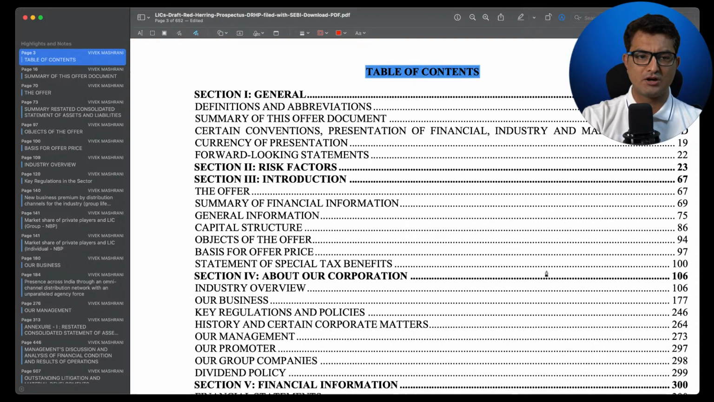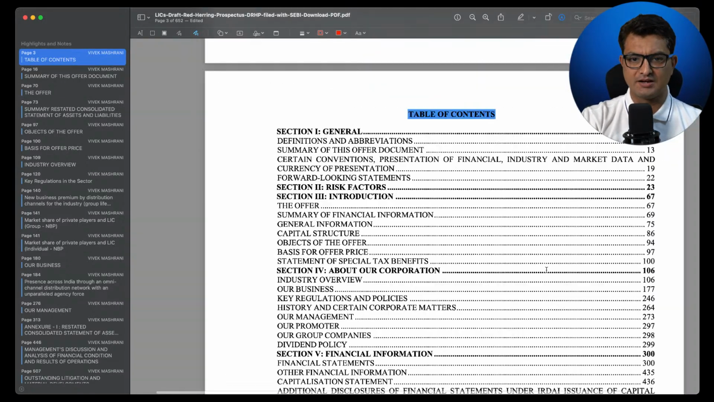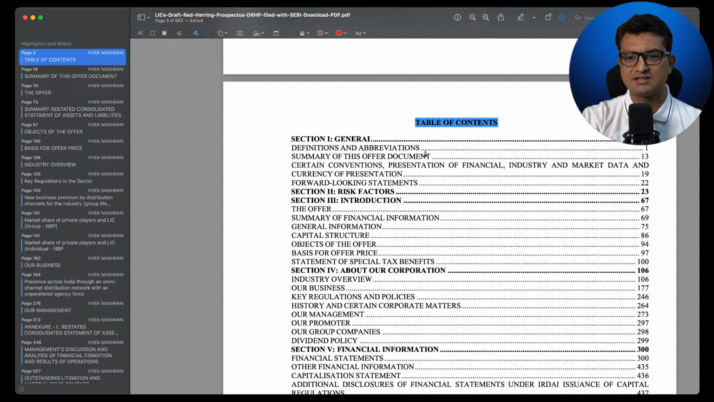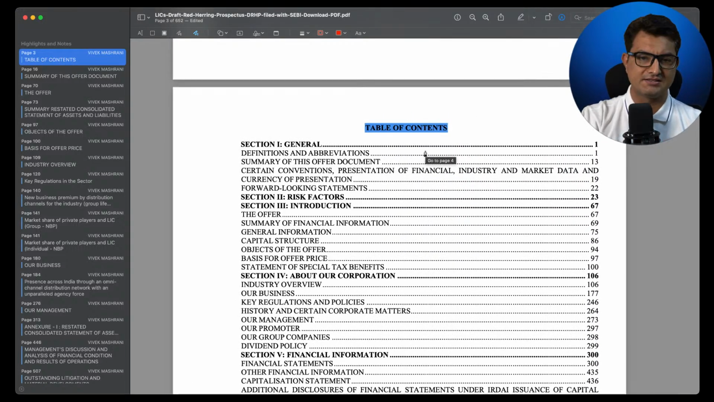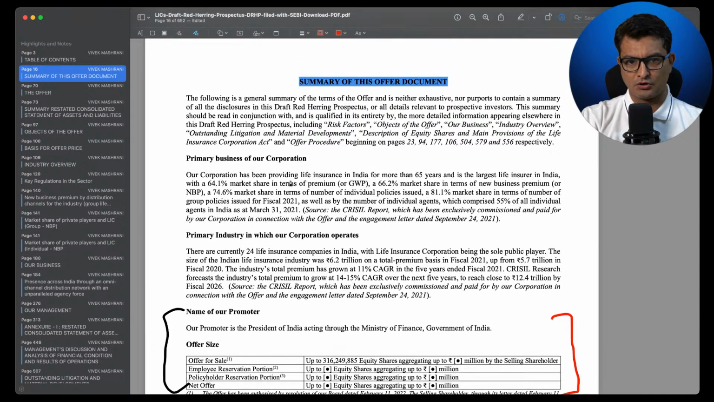And then the most important part is the table of contents. This is where you can briefly understand what all things are there inside this prospectus. As soon as you go into this document, you can go into the summary of the offer document. The summary of the offer document is very, very simple to understand and gives brief information about everything that is there. So at least the bare minimum all of you should be doing is reading the summary.